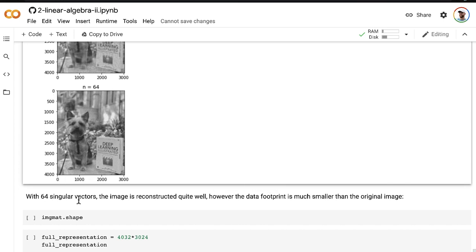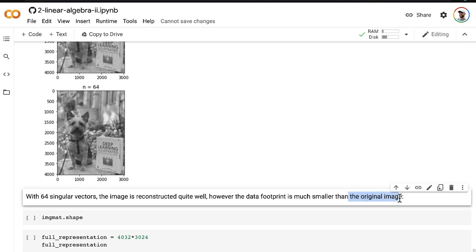So with 64 singular vectors, yeah, the image is reconstructed quite well. And you could keep going and try 128, 256. I'm going by powers of two because that will be a significant impact as you double the number of singular vectors. But let's say 64 I'd say was good enough for compressing this image. And let's look at how much smaller the data footprint is relative to the original image.